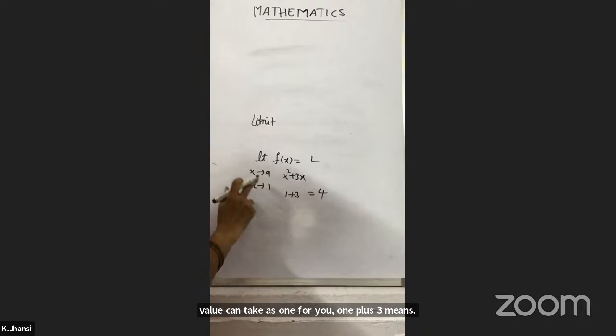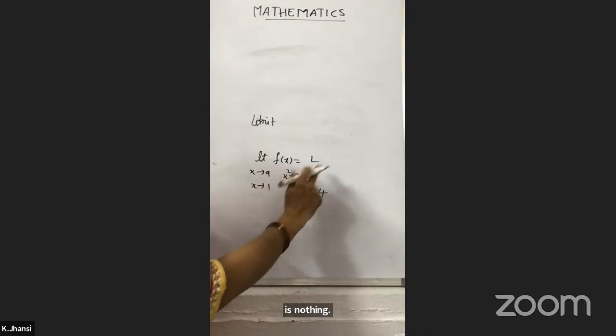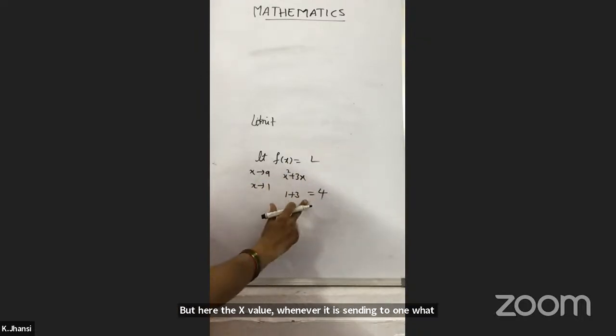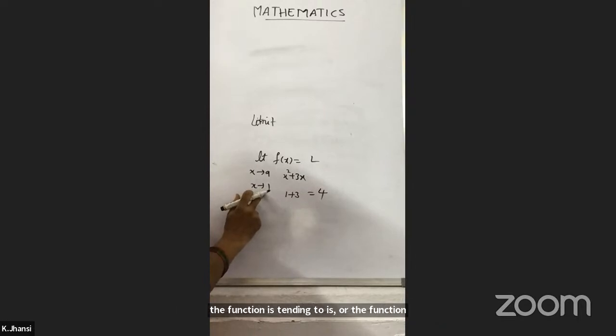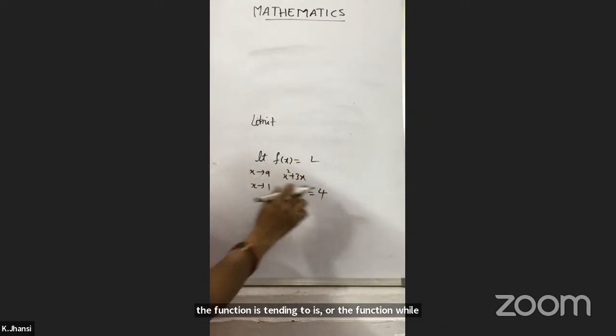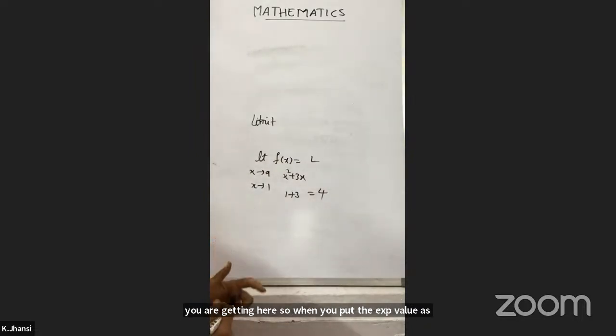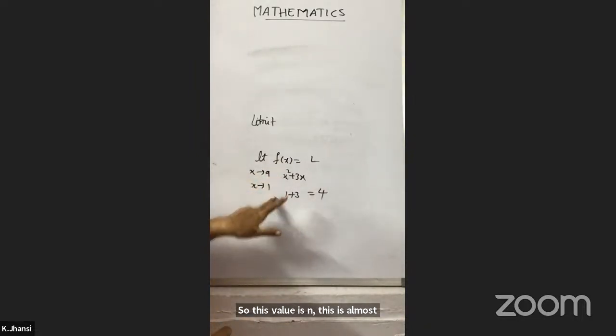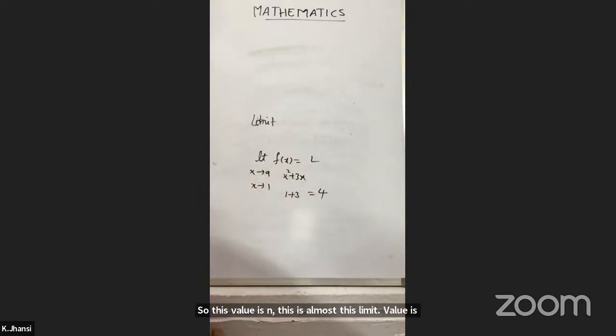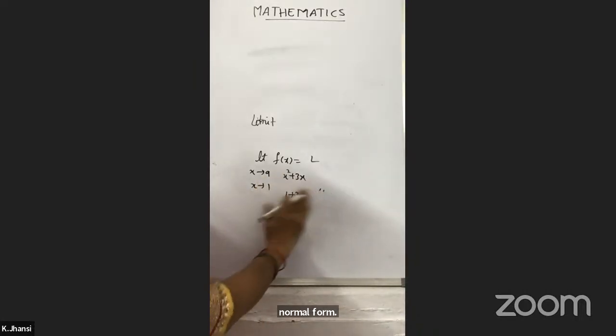So limit is nothing but: whenever x tends to 1, what value the function is tending to. When you put the x value as 1, you just get the value there. This value is L. This limit value is possible when the function is in just the normal form. But some function may be there instead of x square plus 3x.